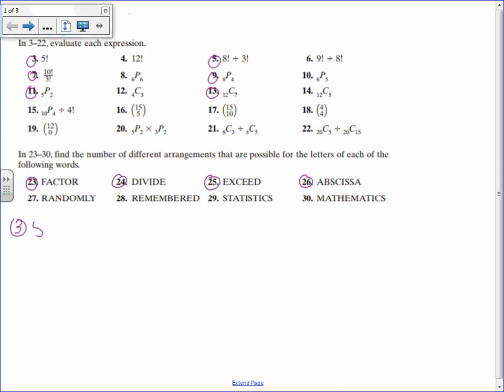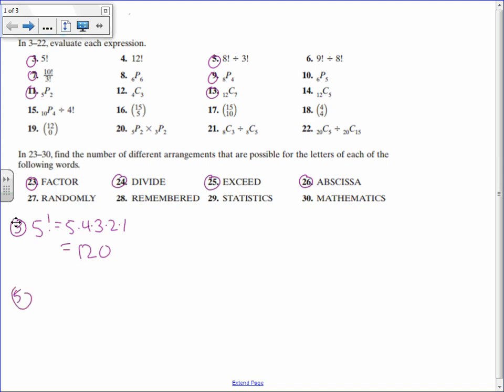3 is 5 factorial. You could have written this out as 5 times 4 times 3 times 2 times 1 and done it that way. Or you could just go into your calculator, hit math, go over to PRB, probability, and choice 4, that is the exclamation point, which is the factorial symbol, and it will just tell you that it is 120.